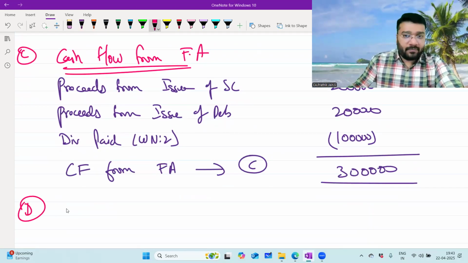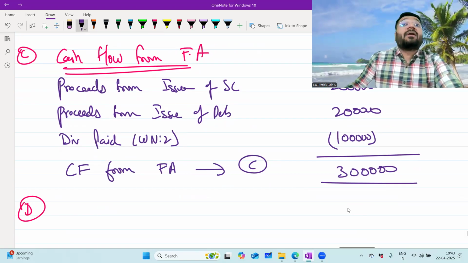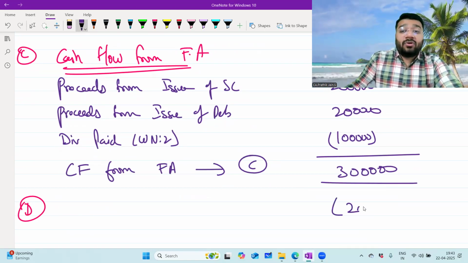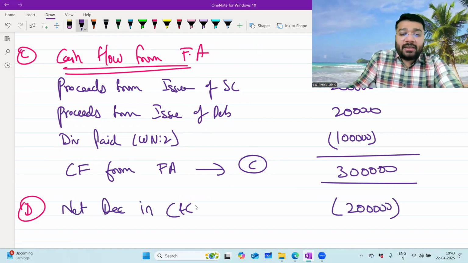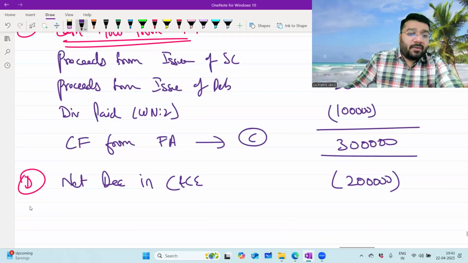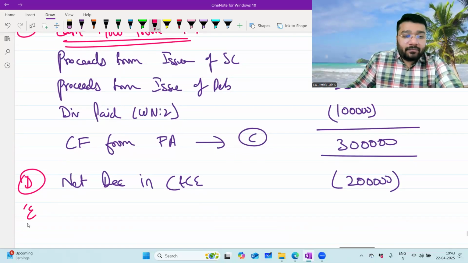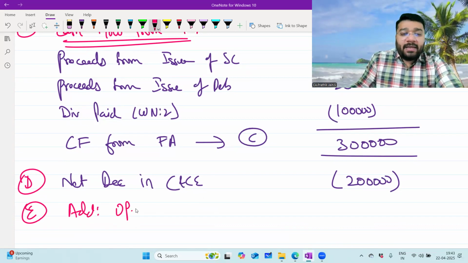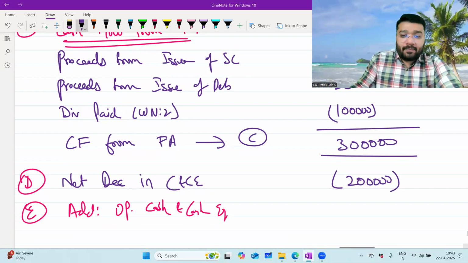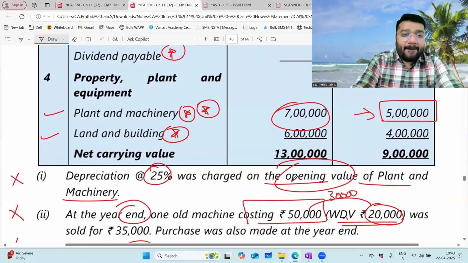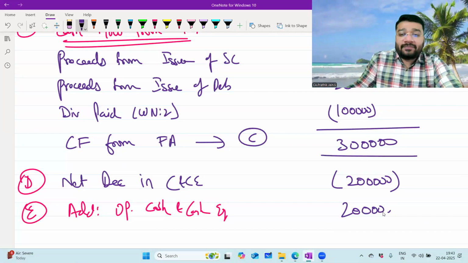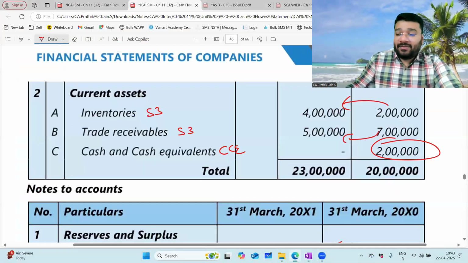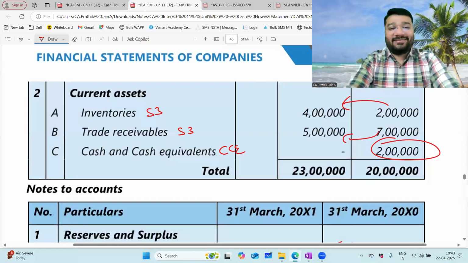Then D. Net increase or decrease? Decrease. Negative, how much? 2 lakh. 2 lakh is in bracket. So net decrease in cash and cash equivalent, 2 lakh. Add opening cash and cash equivalent. How much? 2 lakh. 2 lakh rupees. Closing is nil. Nothing is there. Everything is finished. Thank you, fellows.